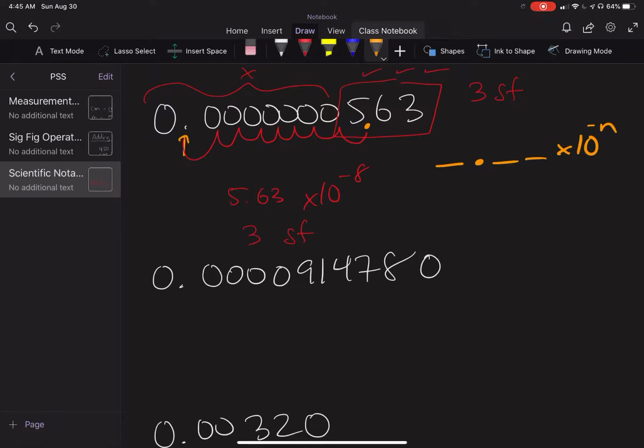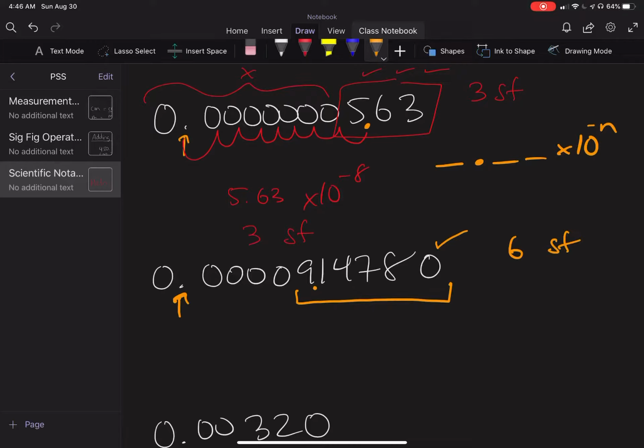Next example, here's our decimal. We want to move it over here between the 9 and the 1. And then observing our sig figs, all of these are significant. So the 9, 1, 4, 7, 8, of course, are all significant. This 0 is also significant because it's after the decimal, after non-zero digits. So this has 6 sig figs. Sorry, I'm on eraser. 6 sig figs.